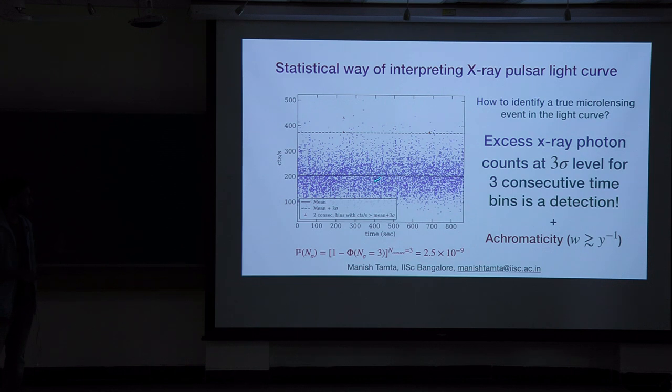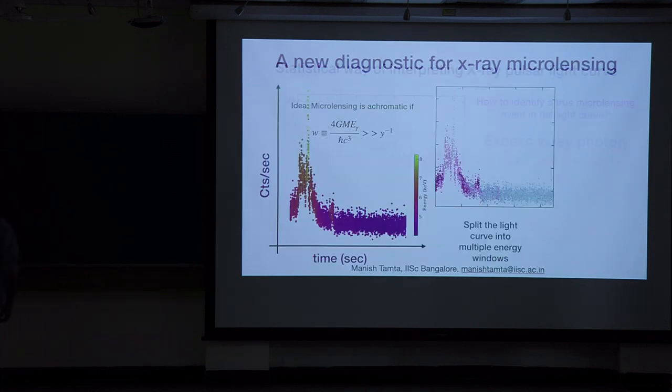With that, I have told you how we are going to do this. But there is a way of interpreting the signal in the X-ray pulsar light curve. This is how the X-ray counts on the detector look. What we propose is that you should look for X-ray photon counts at the 3 sigma level for 3 consecutive time bins. That would be a detection. On top of that, we also ask for achromaticity, because in the geometric optics regime, microlensing is achromatic.